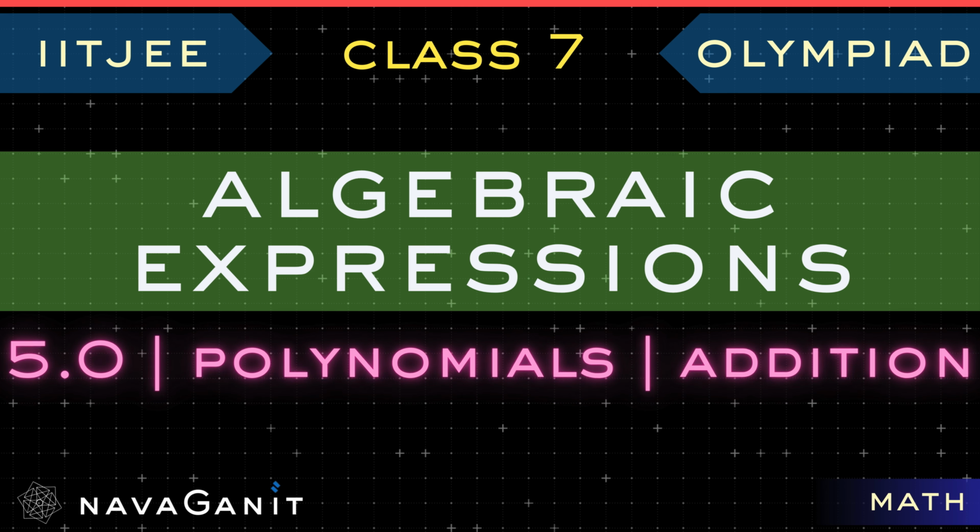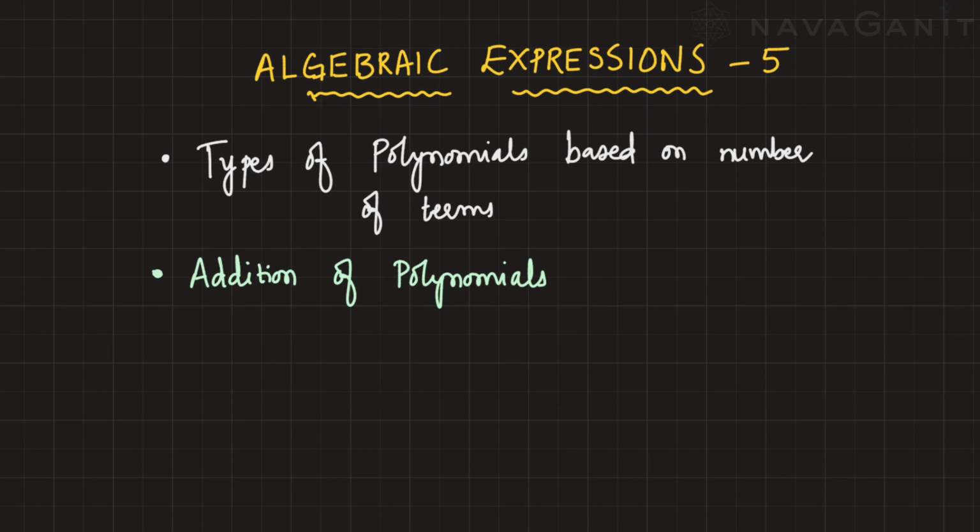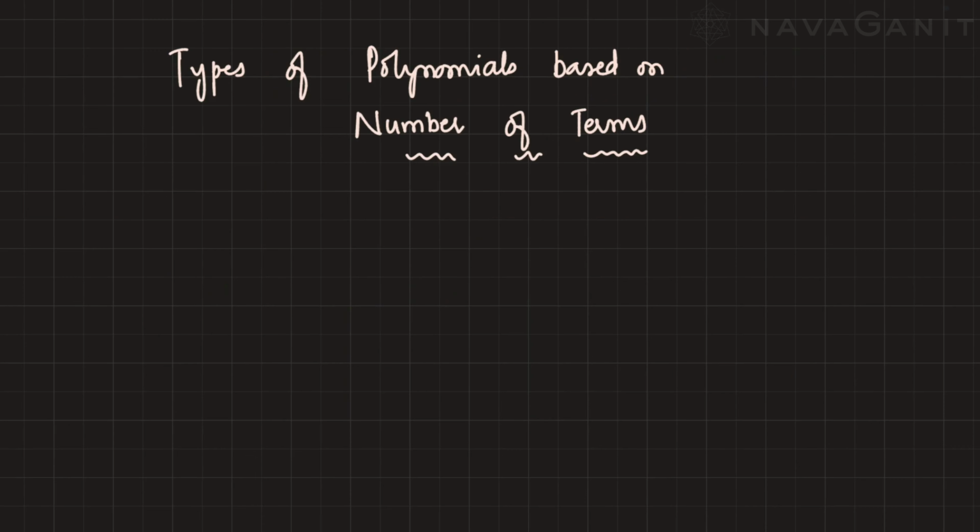Now let us look at types of polynomials based on the number of terms. Then we'll see how we add two or more polynomials. Polynomials can be of various types based on the number of terms. We can classify them based on the number of terms that they contain.